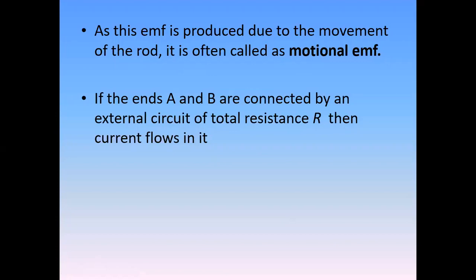If the ends A and B are connected to an external resistance, across the conductor, then current will flow in it. So I is equal to epsilon by R, EMF by resistance, according to Ohm's law. The EMF is equal to BLv, so I is equal to BLv by R. So the current in the circuit is BLv by R.